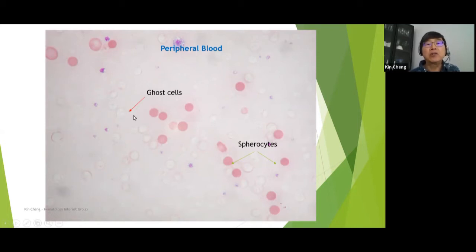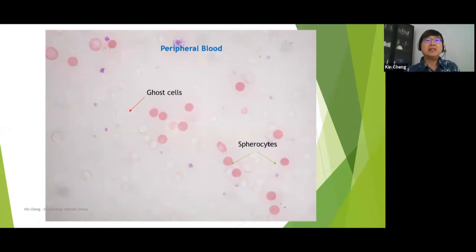These are what we call ghost cells. Ghost cells are basically red cells where the hemoglobin is not there anymore. Then there are still some platelets, so that means the slide was prepared properly because there is a proper amount of platelets. There are not too many white cells there because we did some replacement. Maybe we lost some white cells along the way.